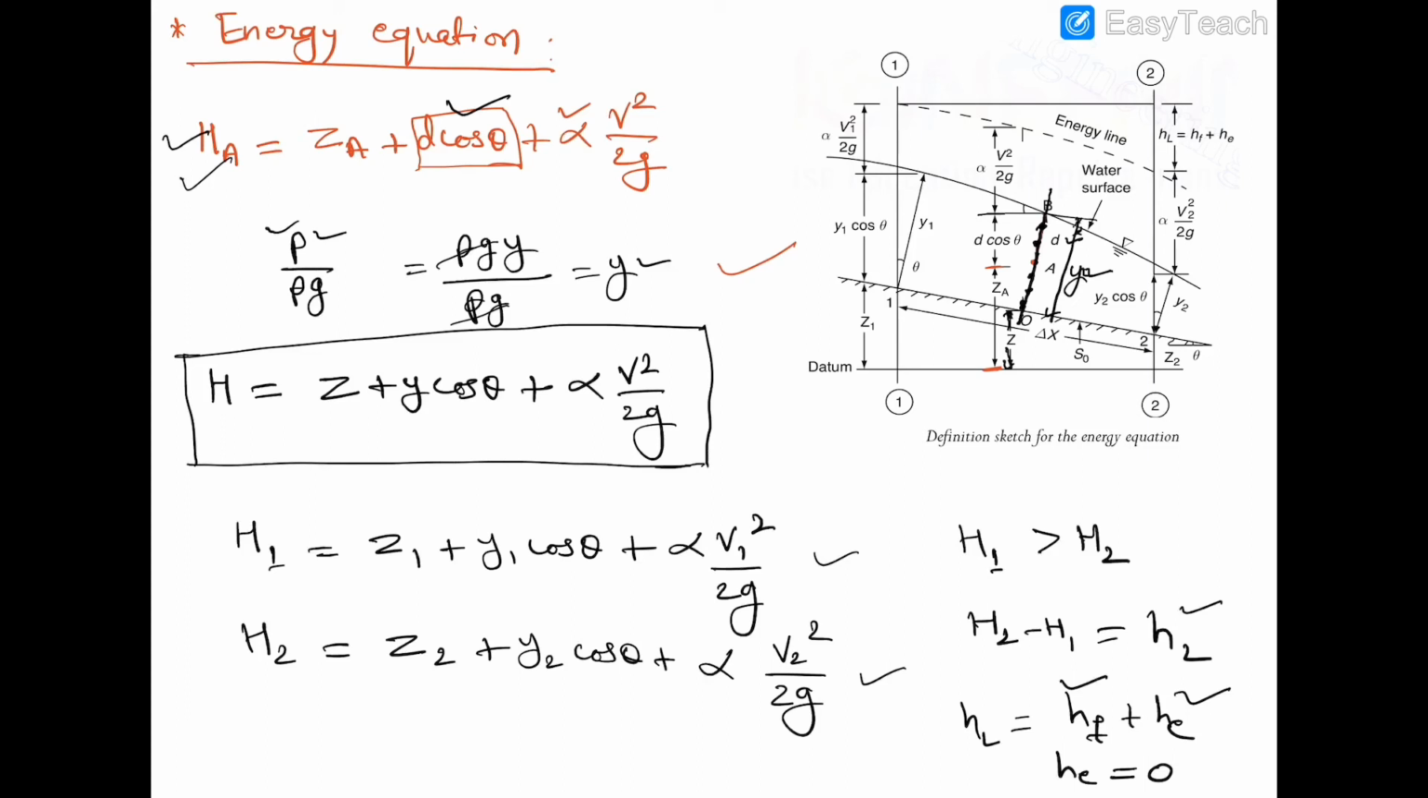And one more thing is that usually the bed slope in the channel we provide is generally very close to 0. This theta is very small, approximately 0. So that's why cos theta is approximately equal to 1. That's why this energy equation becomes H is equal to Z plus Y plus alpha V square upon 2g. Clear? Means the depth of flow we generally take in the vertical direction instead of in the direction normal to the bed, because the bed slope is very small.